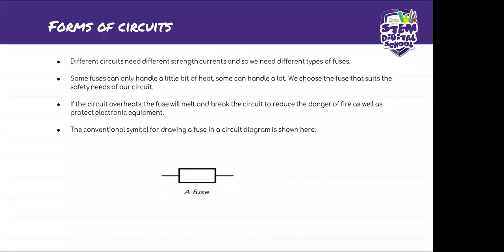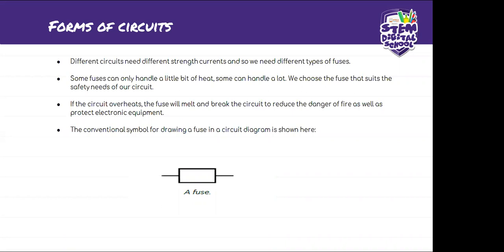So generally, this is the way a fuse is indicated. The conventional symbol for drawing a fuse in a circuit diagram is shown here.